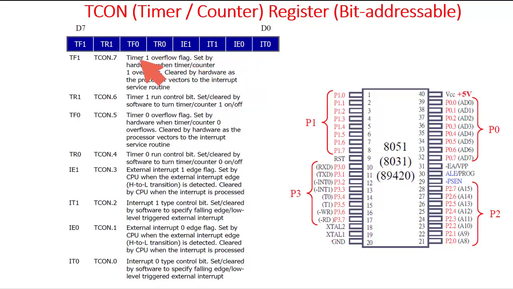Next is TR0 and TR1. TR0, we have already used SETB TR0 for running the timer. Actually, by that bit addressable instruction, we have set this bit. So for running timer 0, we will set this bit, and for running timer 1, we will set the TR1 bit. Next, TF0 and TF1. TF0 is the timer overflow flag. This is set by hardware when the timer or counter overflows, and TF1 is the same for timer 1. So these are the different bits in the TCON register.